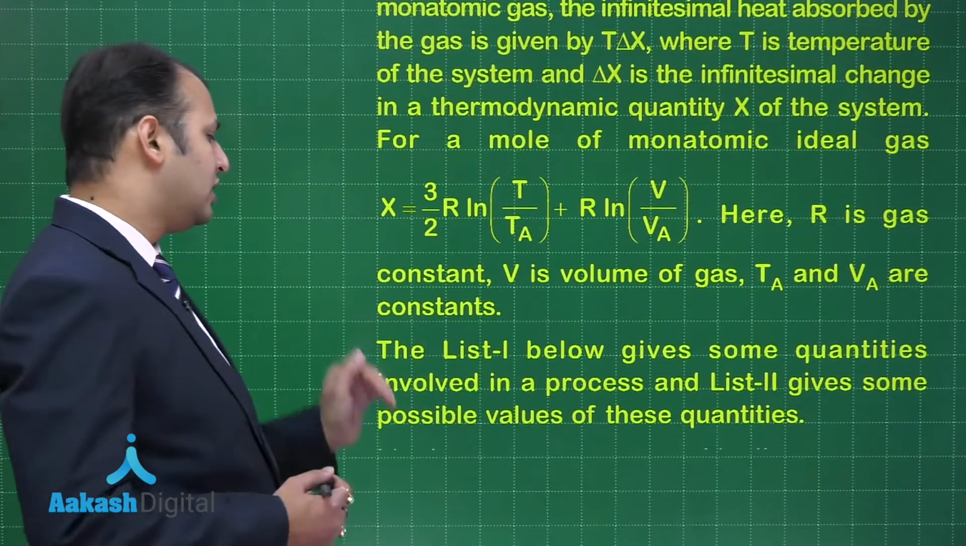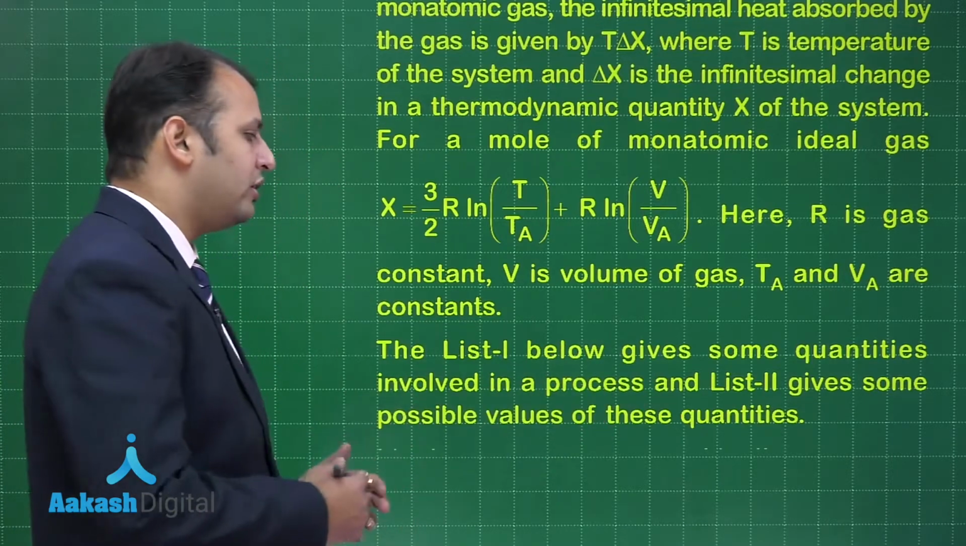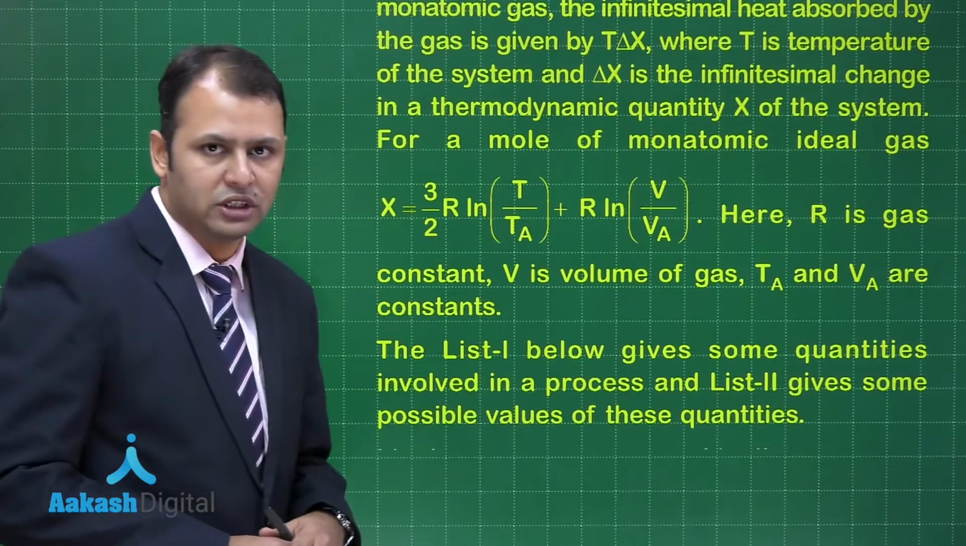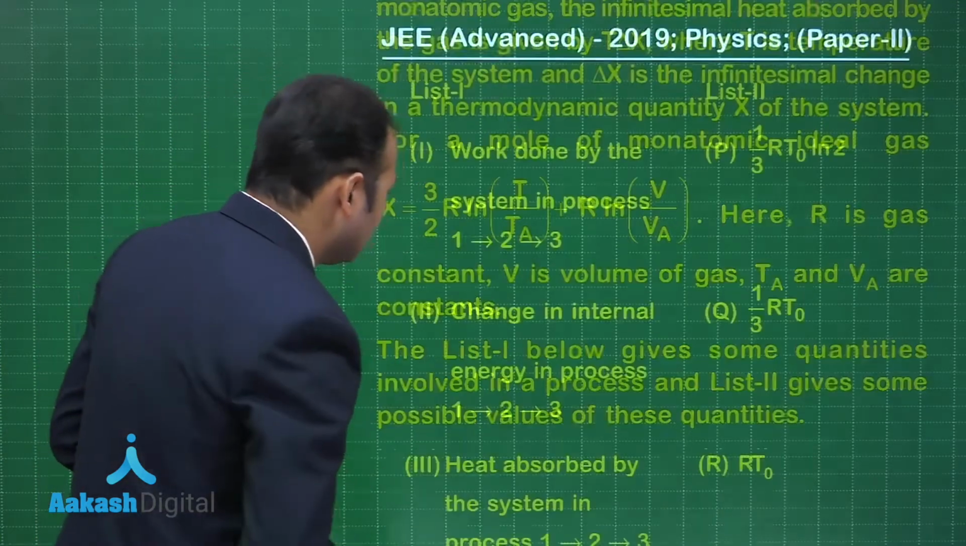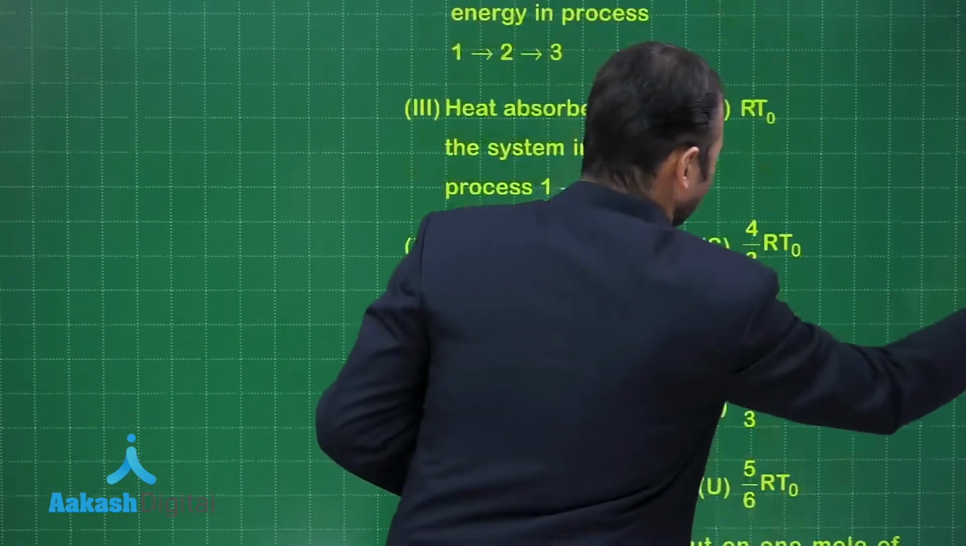We have to match that list 1 below gives some quantities involved in a process and list 2 gives some possible values of these quantities. Let's see what those are. So as you can see here, this is list 1 and this is list 2. Let's see the question first.